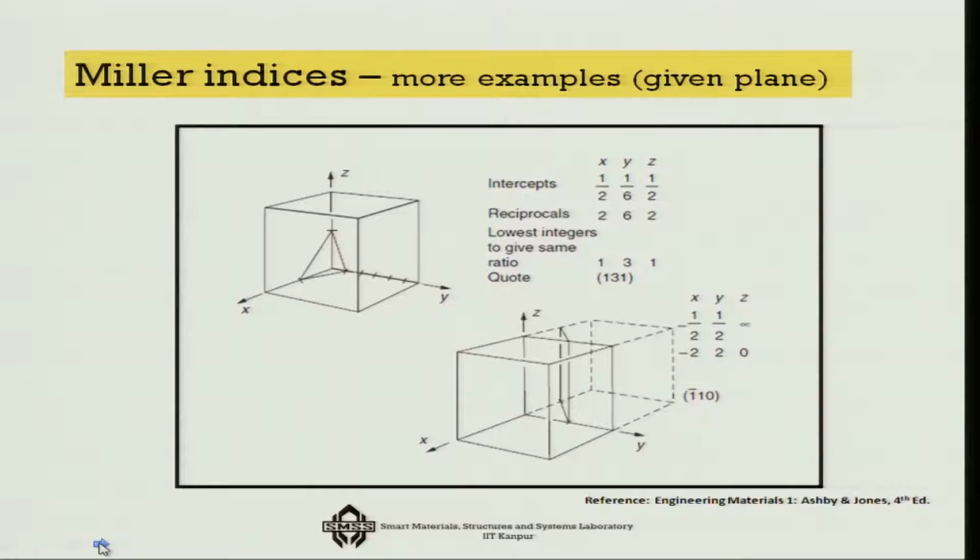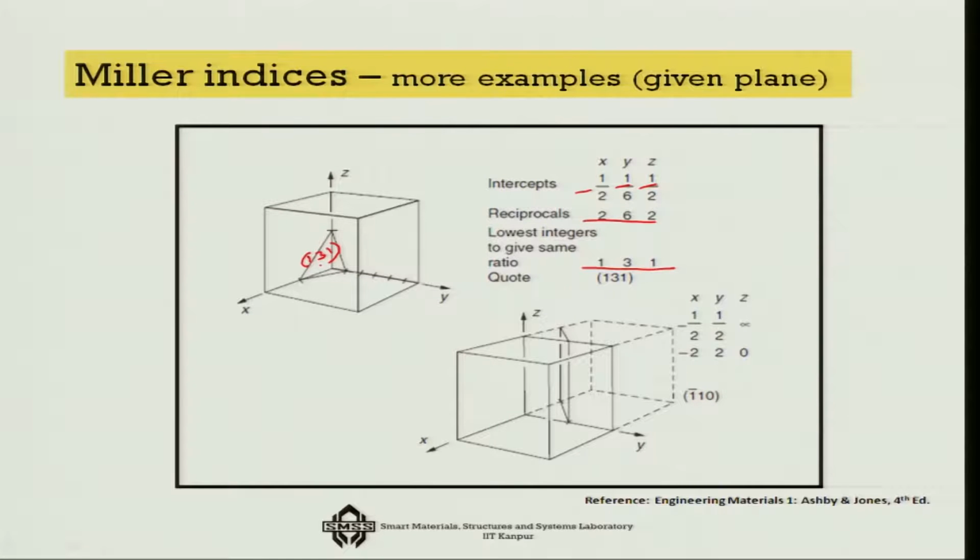Suppose we have intercepts which are fractions, in this particular case the intercepts of the plane are half, 1/6, half. Then the reciprocal will be what? 2, 6, 2. Now, in this case you can reduce it, because you have to try to simplify it as much as possible to keep everything inside the crystal structure. So, by dividing it by 2 you get 1, 3, 1. So, then you can write down that this particular plane is 1, 3, 1.